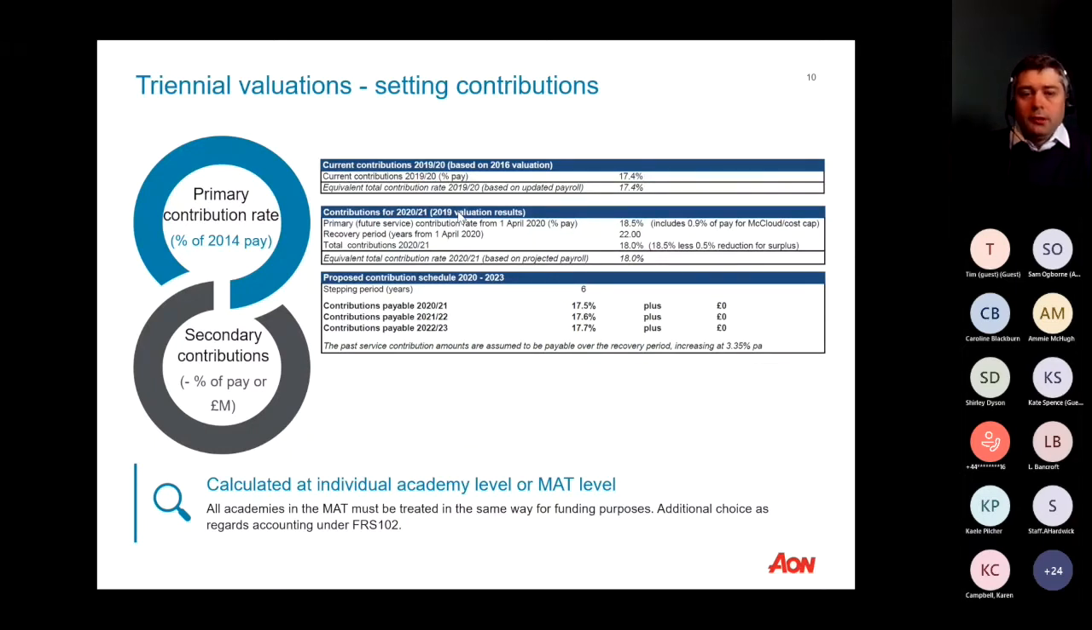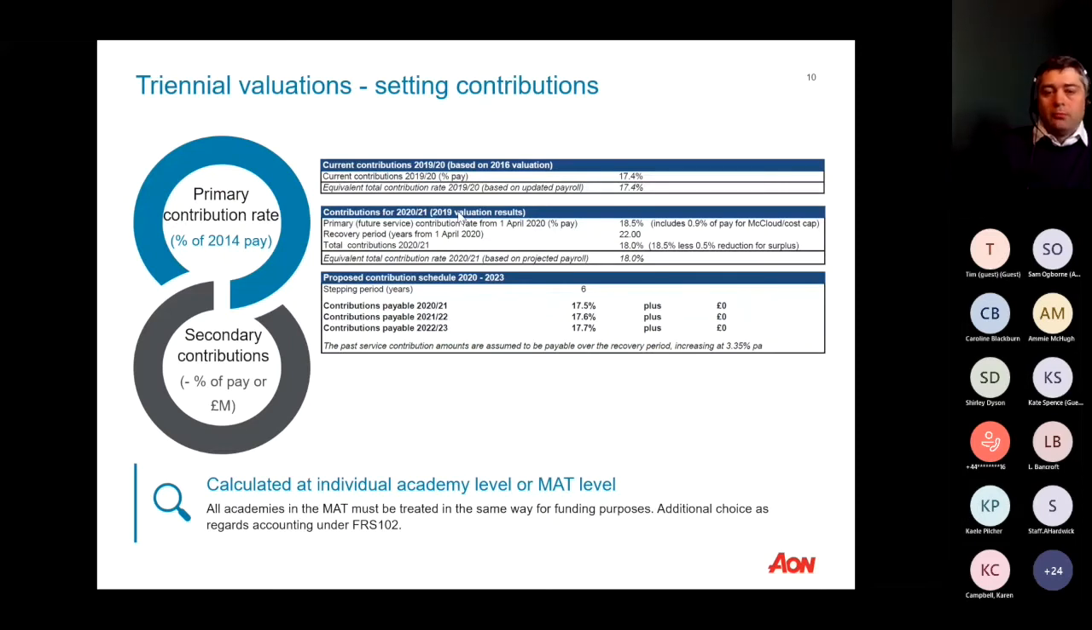You will note that in the example on this slide, the current contribution is lower than the contribution calculated at the 2019 valuation, and that the proposed contributions are designed to gradually increase from the current, or previous, contribution level to the new contribution. In other words, the increase in contribution is smoothed out over a number of years, which we refer to as the stepping period, to ensure that they can be afforded by the employers.